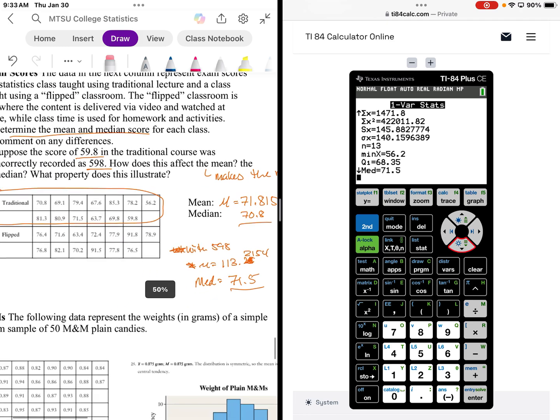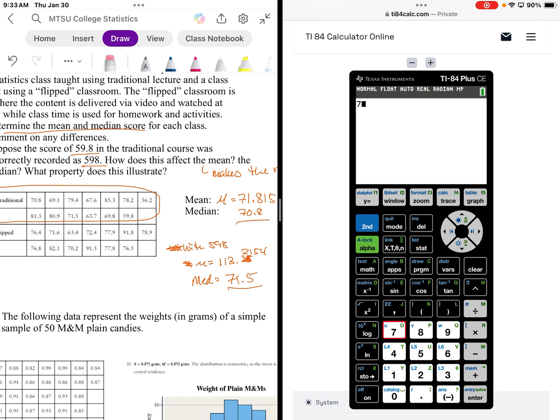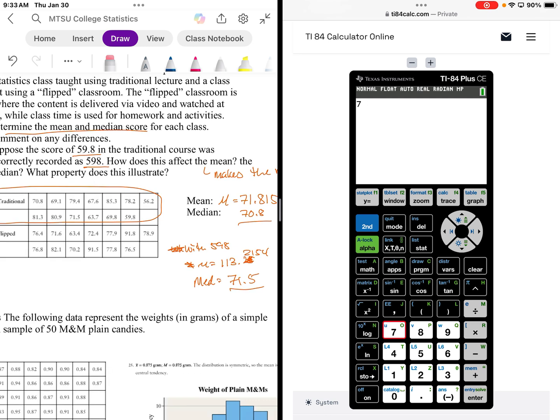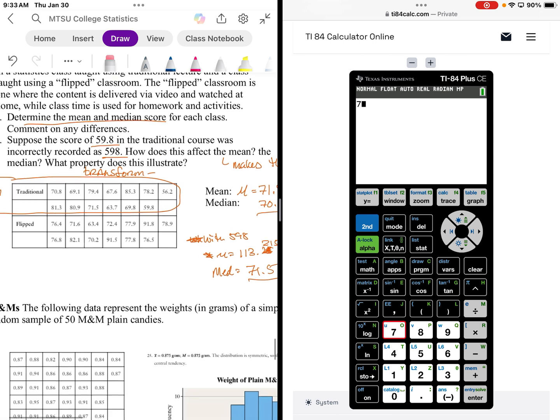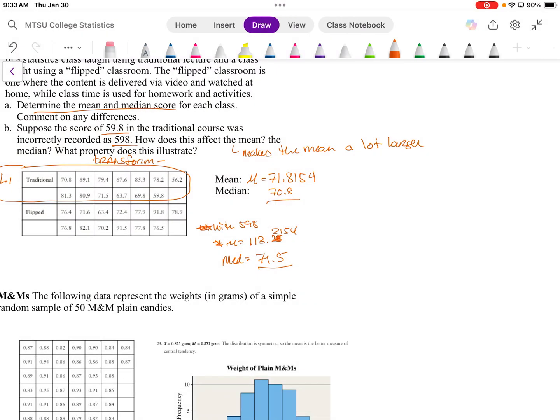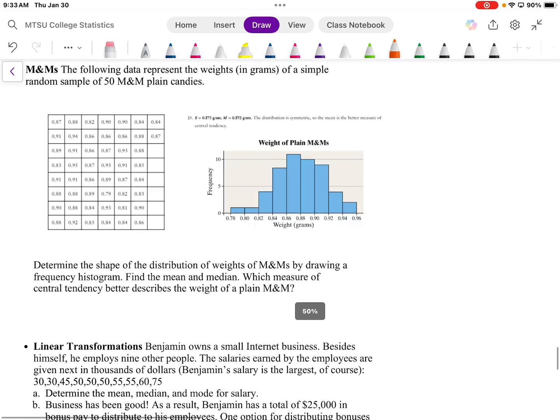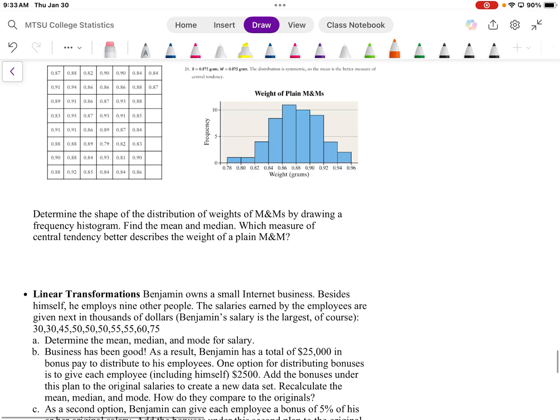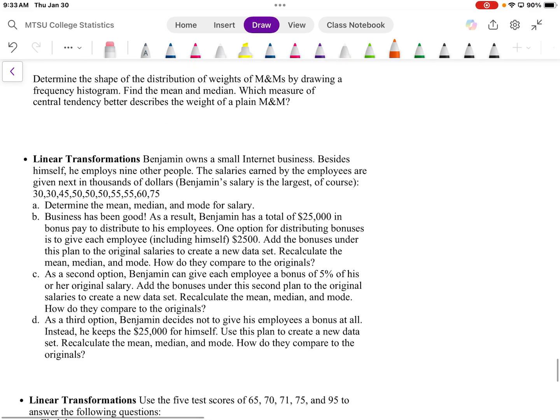All right. Again, here we did transform it. Since we were adding an amount, it transformed the mean by adding that amount to it. They're not looking for you to specifically say what those are. We'll hold off on the M&Ms just because there are a lot of things to do there.